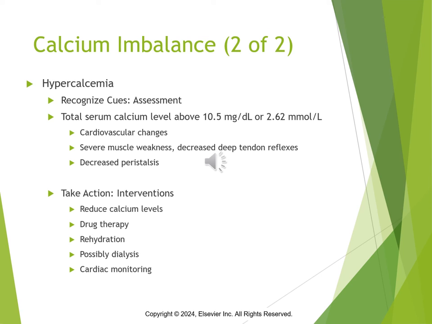Hypercalcemia. This is usually a serum calcium level greater than 10.5. It's going to affect the heart, muscle, nerves, and intestinal smooth muscle. You want to make sure you're aware of those common causes of hypercalcemia listed in your text. Now we're going to talk about what we will see in our assessment.